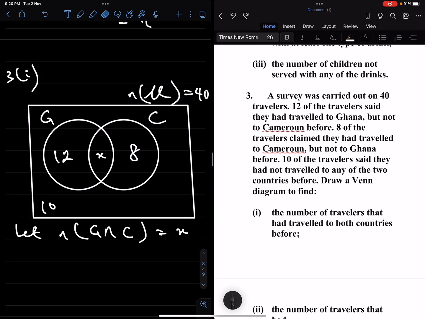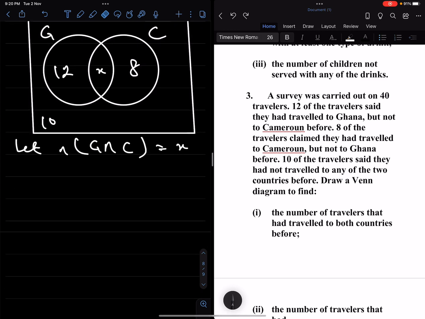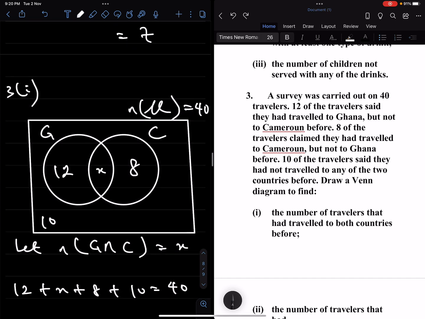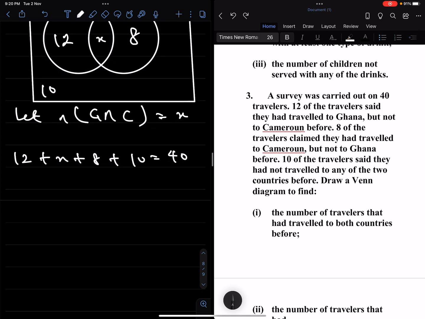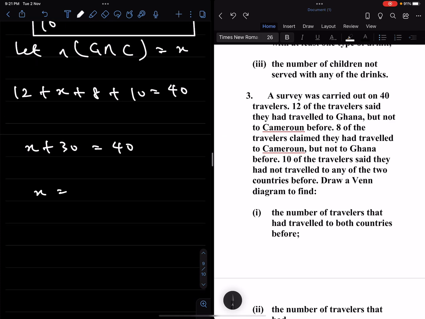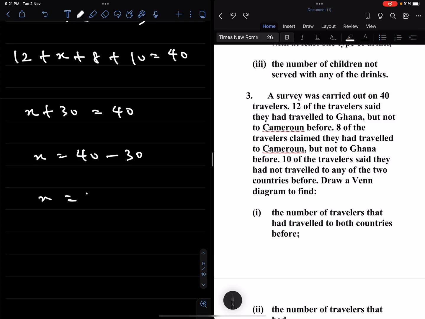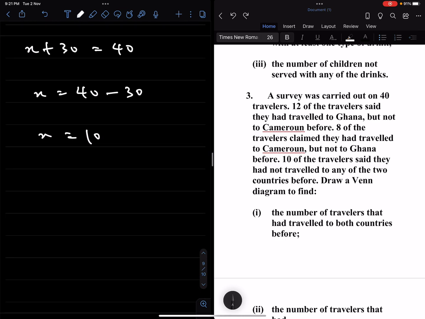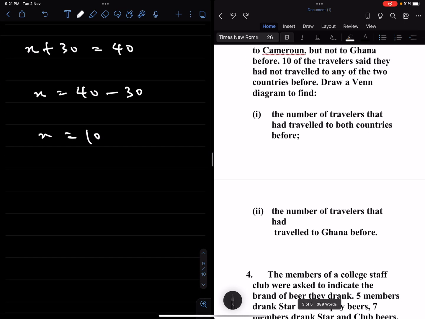So if you add everything together, I'm going to get 40. So 12 plus X plus 8 plus 10 will give me the total number of people on the survey. So that simply means 12 plus 8 is 20, plus 10 is 30. That simply means X plus 30 equals 40, which means X equals 40 minus 30, and that means X equals 10. Therefore, 10 candidates had been to both countries before.